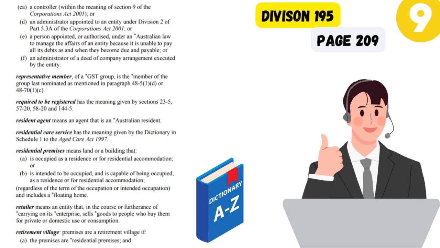Next page for this video. Page number 209, word number 68. Representative member. 69. Required to be registered. 70. Resident agent. 71. Residential care service. 72. Residential premises. 73. Retailer.